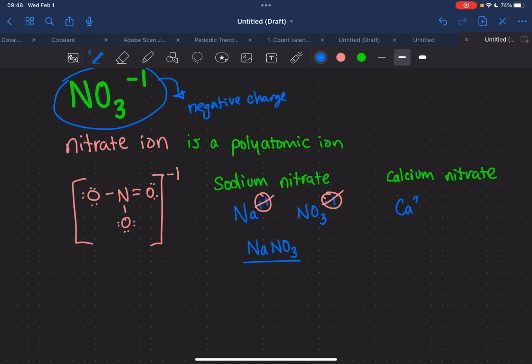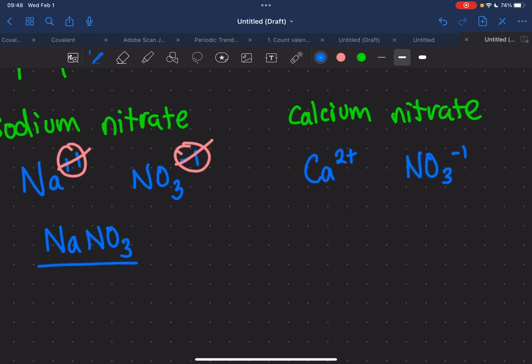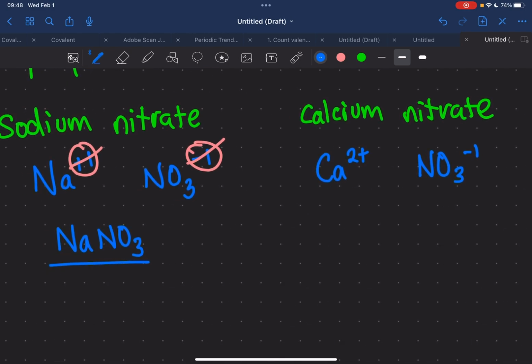Calcium, now this one has a charge of 2 plus 2. Nitrate is still the same, NO3 minus 1. But now our nitrate does not cancel out all of the positive charge from our calcium. So we need to add another nitrate.